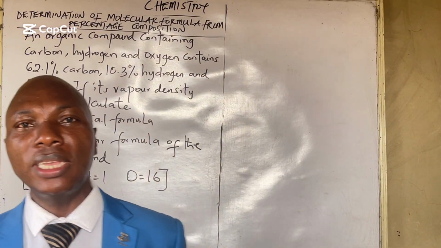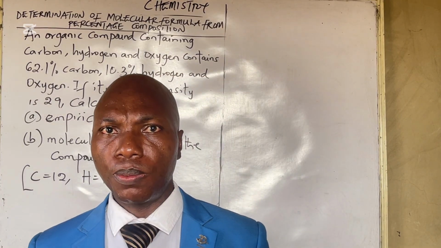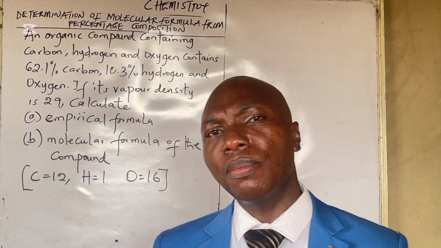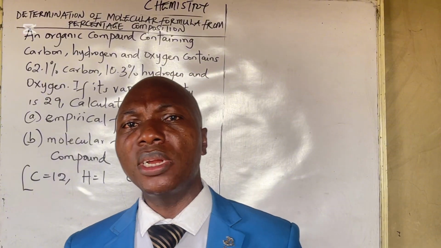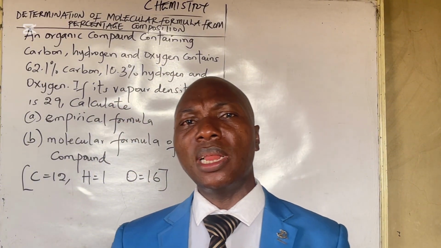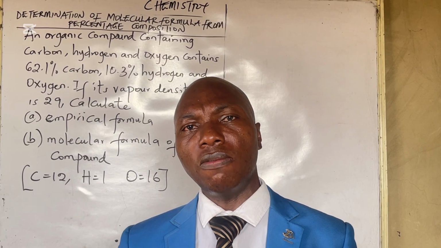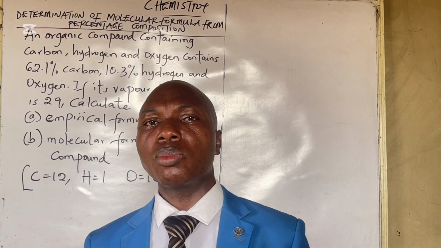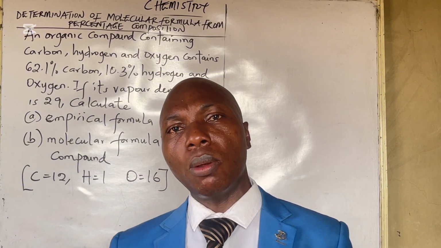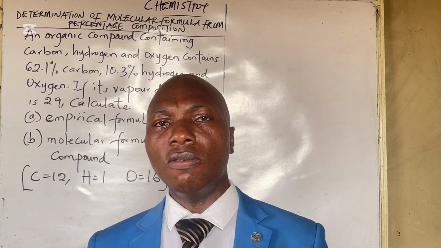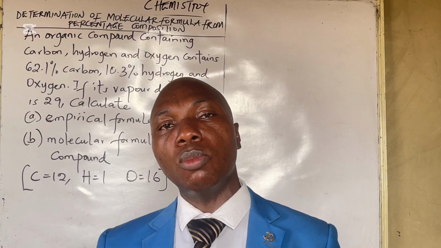Good day, class. In today's class, we want to continue our topic on percentage composition, but we'll be moving further on empirical formula and molecular formula. What is empirical formula? Empirical formula is the simplest formula which shows the ratios of the numbers of atoms present in the molecule of an element, while molecular formula shows the actual number of atoms present in the molecule of a compound.